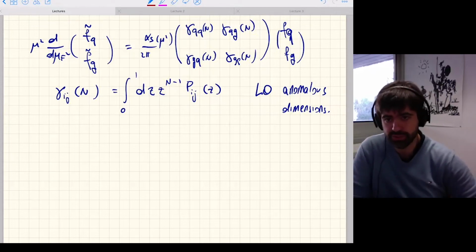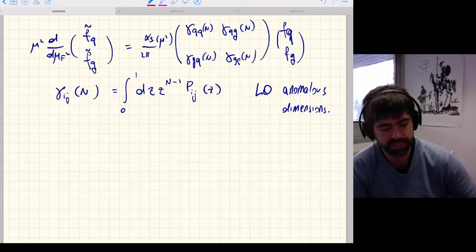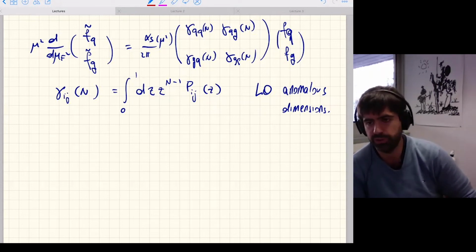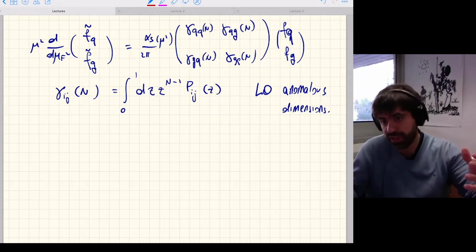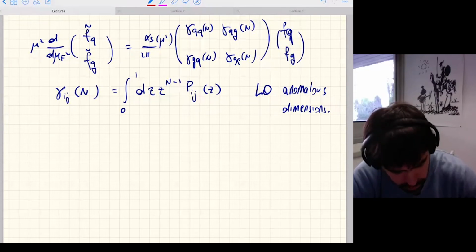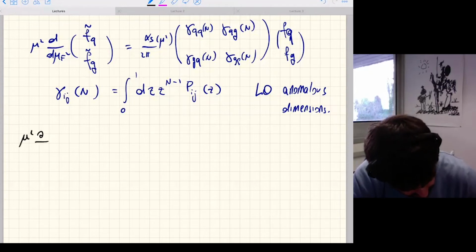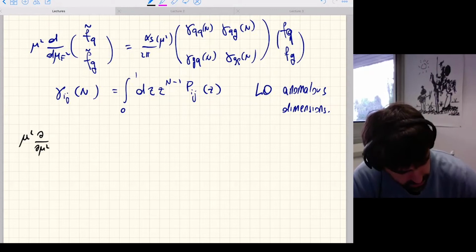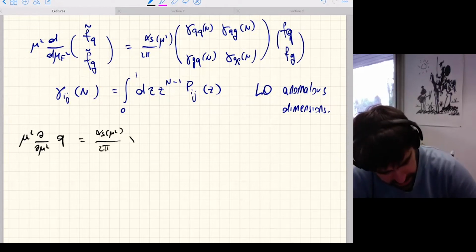Let me make two further assumptions. Let me solve it only for the quark. Let's assume that we live in a world where there are no gluons. If you're very picky, you can diagonalize the matrix and solve the equation for the two eigenvalues, but let's solve it just for one flavor of the quarks. Then you have d over d log mu squared of, let's call it q, equals alpha s of mu squared over 2 pi gamma n times q.